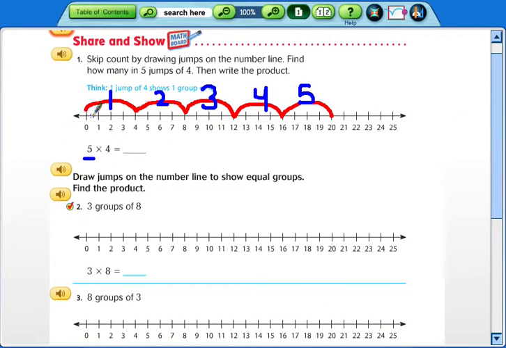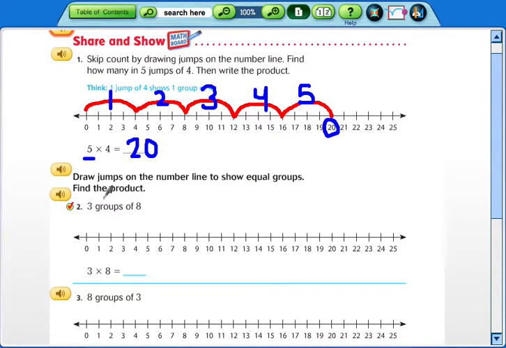You can see that there's 4 spaces for each jump. 1, 2, 3, 4 here. 1, 2, 3, 4 here. 1, 2, 3, 4 here. And so I only have 4 in each jump. So what's my answer? My answer is always the last number I land on, which is 20. So the product is 20.